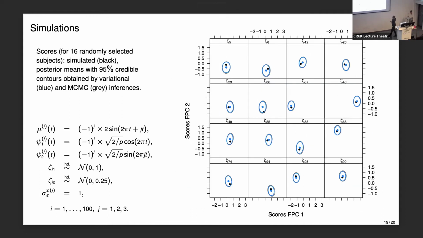These are the estimated scores after orthonormalization, and the ellipses are the 95% credible boundaries for these scores.